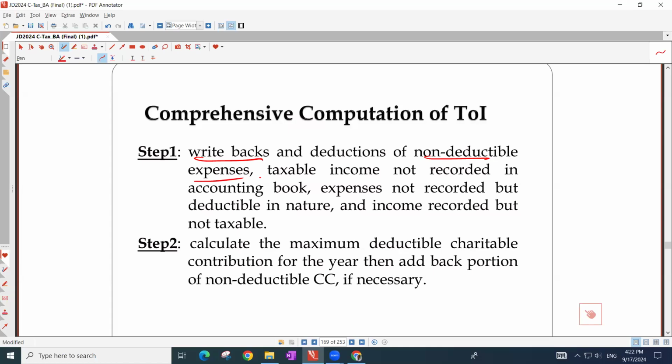Okay, we can claim tax depreciation as a tax deduction. How about the accounting depreciation, which we record in the P&L? What do we have to do? We have to add it back. Yes, correct. So this is a non-deductible expense under the tax on income.